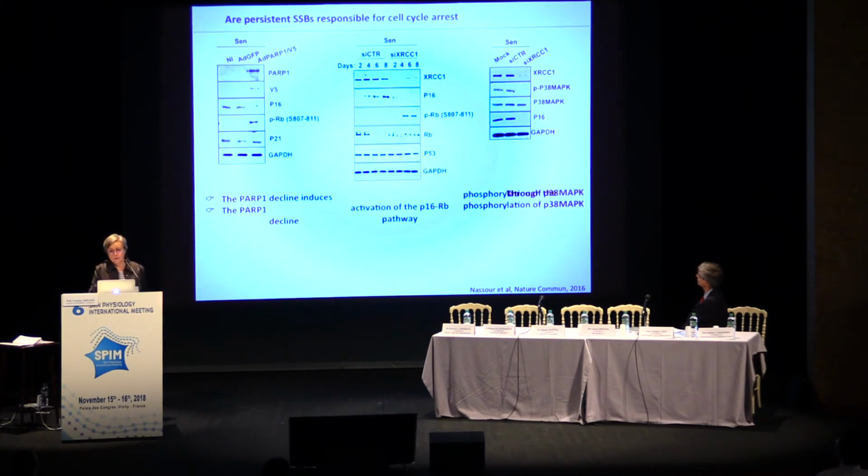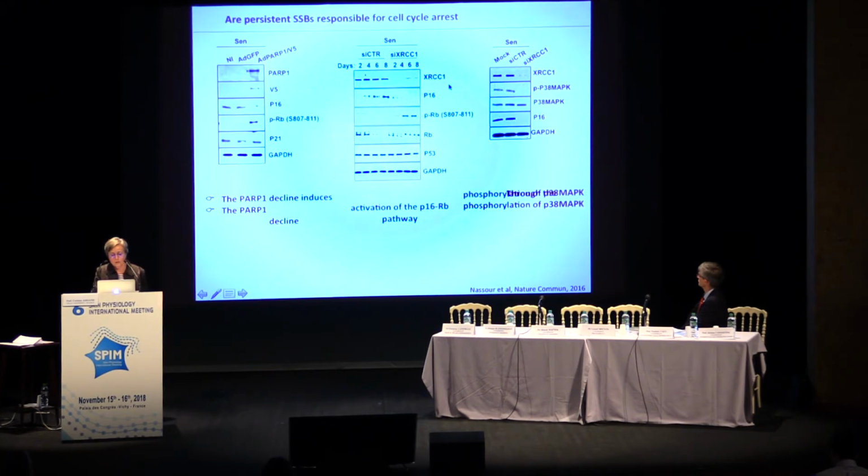The next step was to determine whether this defect in the SSBR pathway was responsible for the upregulation of p16 and the cell cycle arrest. To answer this point, we re-expressed PARP1 using an adenoviral vector in already senescent keratinocytes. You have here the level of re-expression, and this re-expression of PARP1 induced a decrease in the expression of p16 and restored a normal phosphorylation of RB. Sorry for the text, there is a problem with the slide.